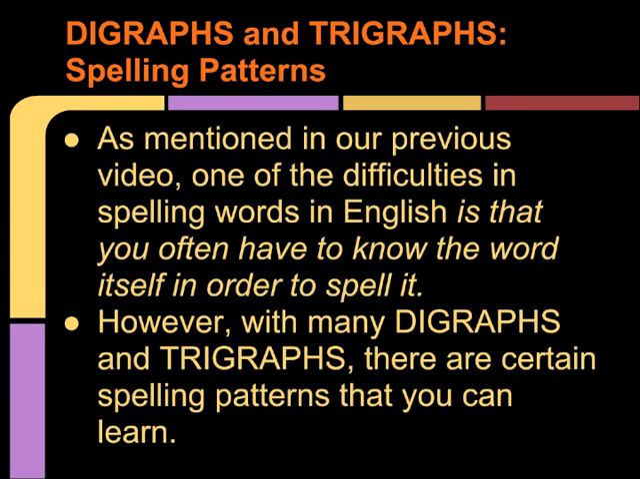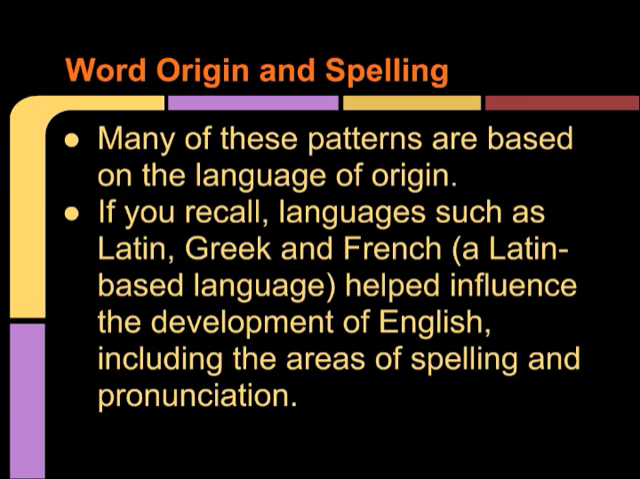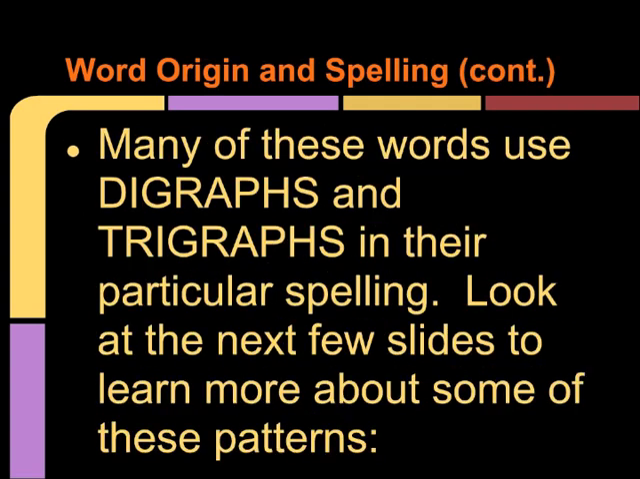Part 3. Digraphs and trigraphs, spelling patterns. As mentioned in our previous video, one of the difficulties in spelling words in English is that you often have to know the word itself in order to spell it. However, with many digraphs and trigraphs, there are certain spelling patterns that you can learn. Many of these patterns are based on the language of origin. If you recall, languages such as Latin, Greek, and French, a Latin-based language, helped influence the development of English, including the areas of spelling and pronunciation. Many of these words use digraphs and trigraphs in their particular spelling. Look at the next few slides to learn more about some of these patterns.